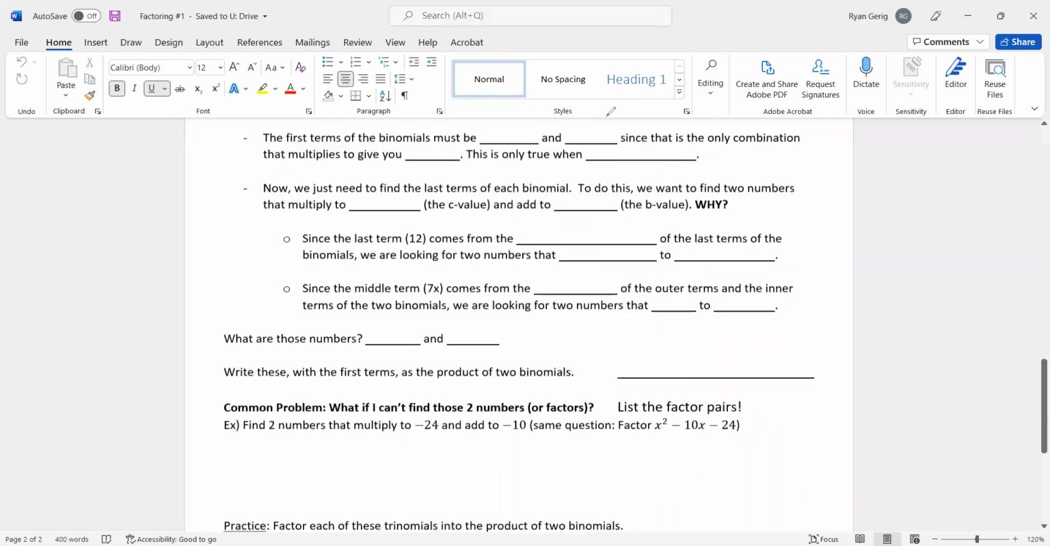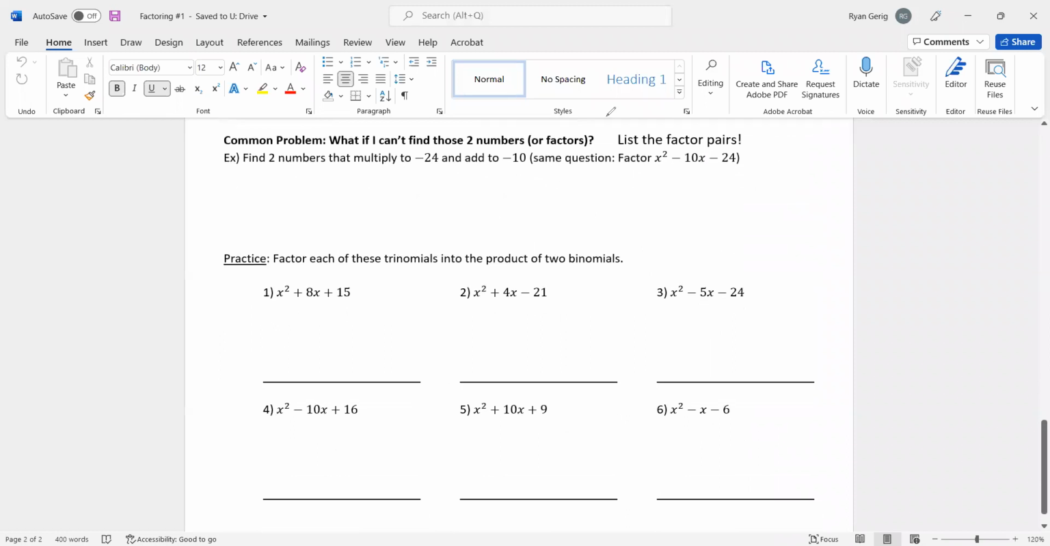Now, before we do some practice problems, there is a common problem that comes up. See it happen every year. What if, and this is the question I get, I can't find the two numbers. Or it's not even a question, it's just a statement. People will say, I can't find the two numbers that make this true. Well, I'm not helping you with that. You have to know how to get out of that situation. Here's how you do it. Find two numbers that multiply to negative 24 and add to negative 10. Some of you are like, I already know it. I got the answer. I know what they are. But if you don't, and there will be times when you don't, here's what you do.